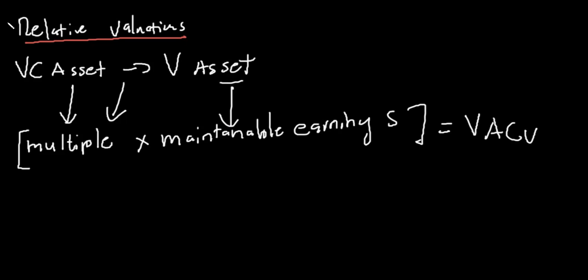Now, this formula is extremely crucial. If you can always remember this formula, that when doing a relative valuation, I need to take some type of comparable multiple and multiply it by the maintainable earnings of the company I'm trying to value. The product of the two will be the value of the company that I want ultimately at the end of the day. Now, let's unpack deeper as to what do we mean by multiple and what do we mean by maintainable earnings.